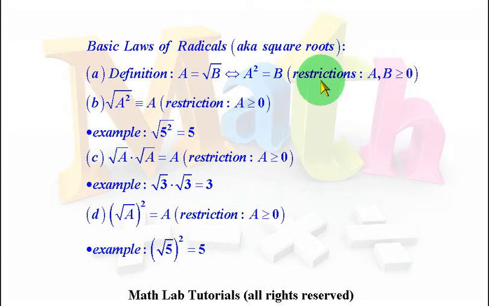Okay, so you would have to adhere to these restrictions. A and B have to be greater than or equal to 0, and this is actually the definition of what it means to be a square root.